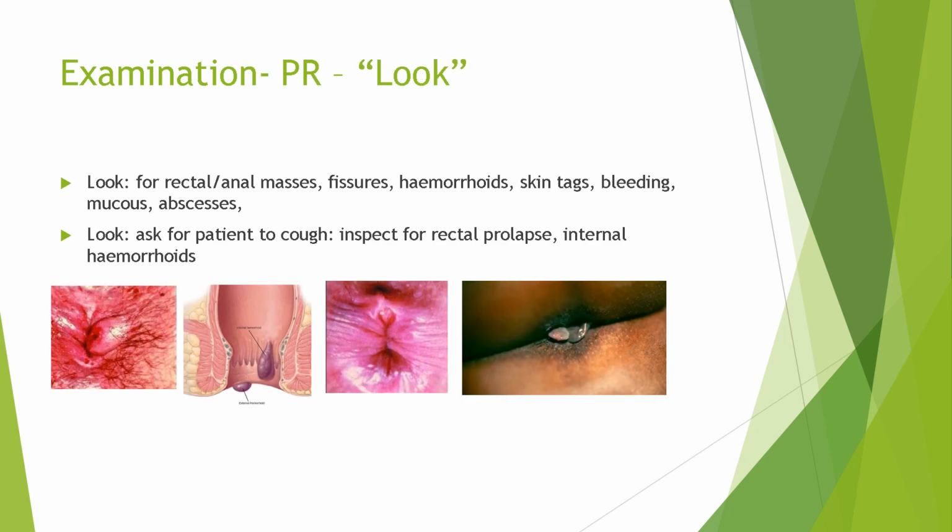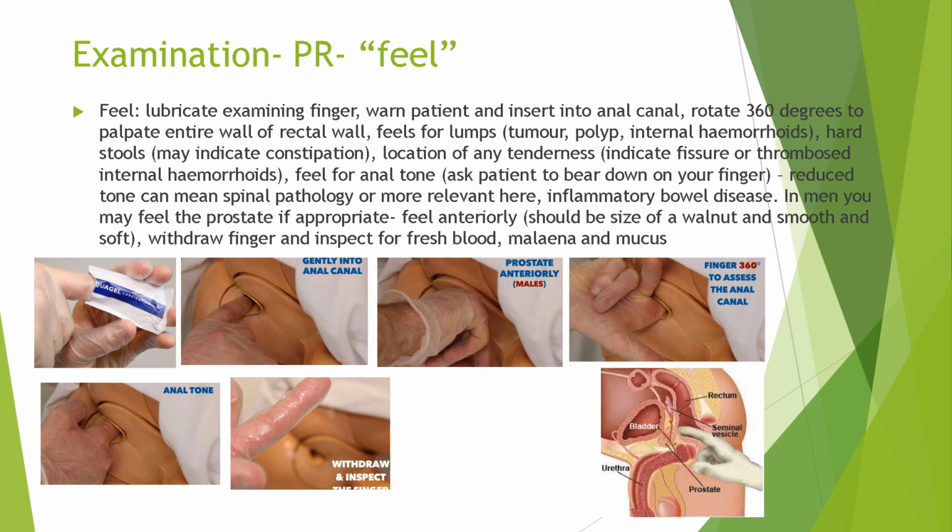So now that you've undressed them appropriately and you've gained consent, you'd like to have a look. So you can see here, there's some picture of a hemorrhoid. There's another picture of a hemorrhoid here. This is an internal one, external one. There's a picture of a fissure here and skin tags. You can also ask them to cough to see if there's any rectal prolapse or any internal hemorrhoids that might show up. Now that you've had a look, now it's time to feel.